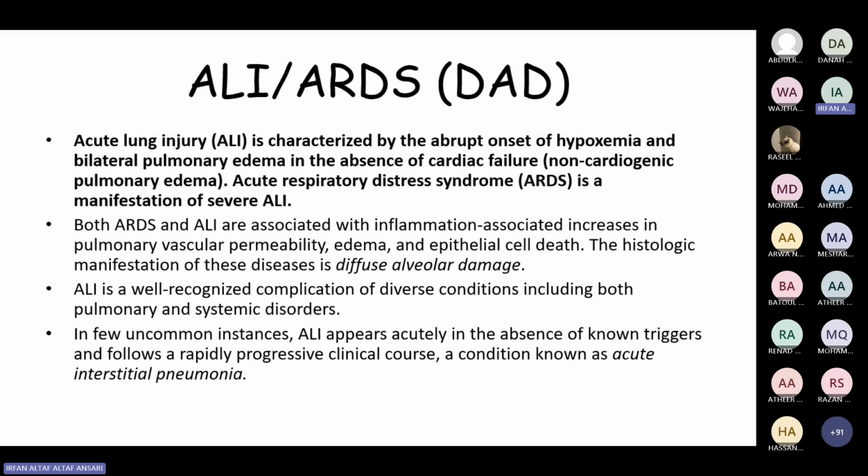And in some instances, very uncommonly, very rarely, ALI can be seen in the absence of any trigger and follow a very rapid progressive clinical course. And that time it is known as acute interstitial pneumonia. Acute interstitial pneumonia is a type of ALI or ARDS only, but here we don't find any trigger. We don't see any systemic or pulmonary disorder, and the progress is very severe over here.